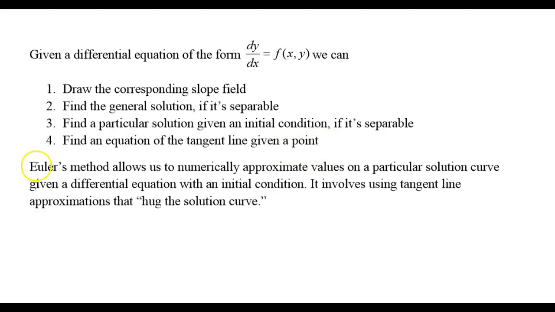So what Euler's method is going to add to this is it's going to allow us to numerically approximate values on a particular solution curve given a differential equation with an initial condition. And it's going to involve using tangent line approximations that hug the solution curve. So we're going to need to be given a differential equation and an initial condition, and we're going to approximate other values on that particular solution.